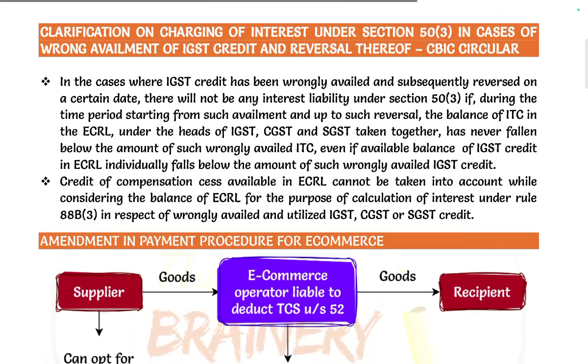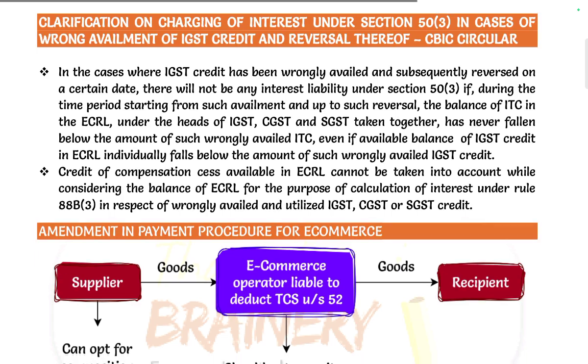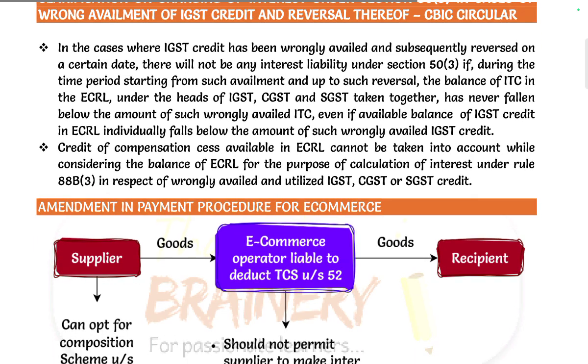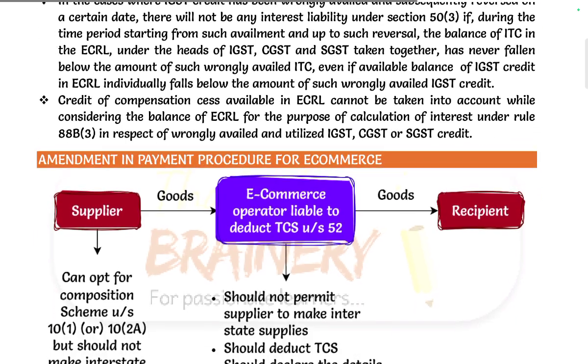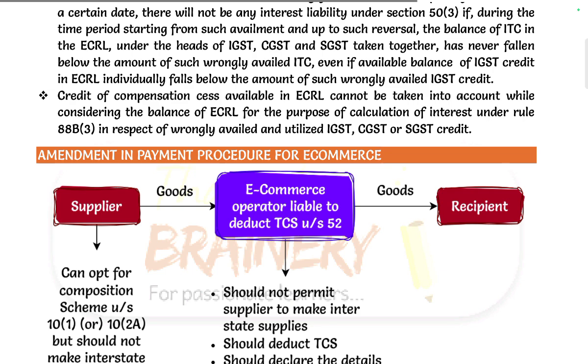The credit is available in the electronic credit ledger and cannot be taken into account until the consolidated balance of the electronic credit ledger is considered for the purpose of calculation of interest under rule 88B(3) in respect of wrong availment of IGST, CGST and SGST.